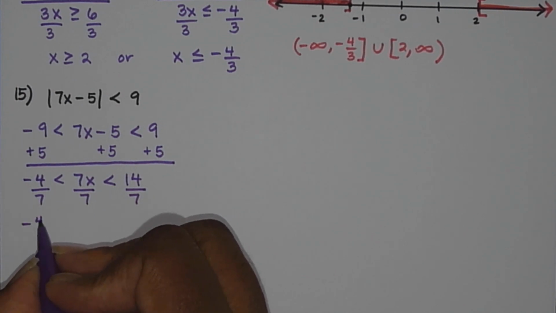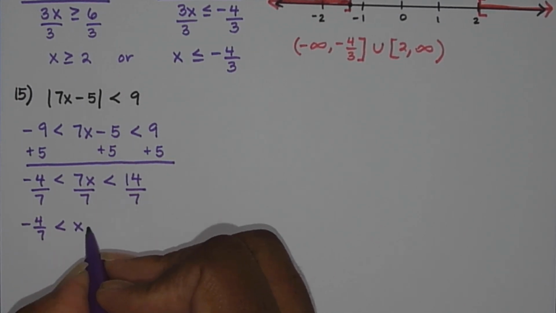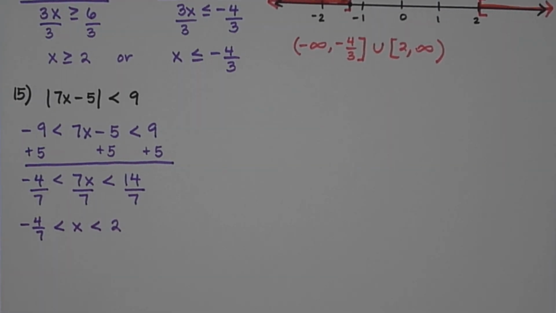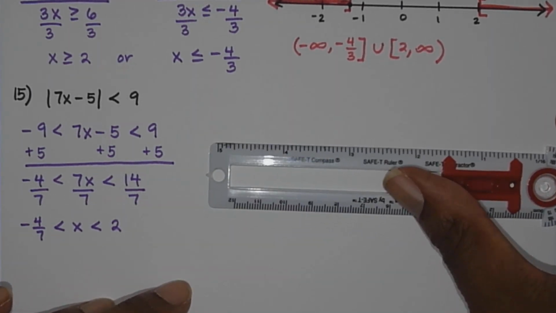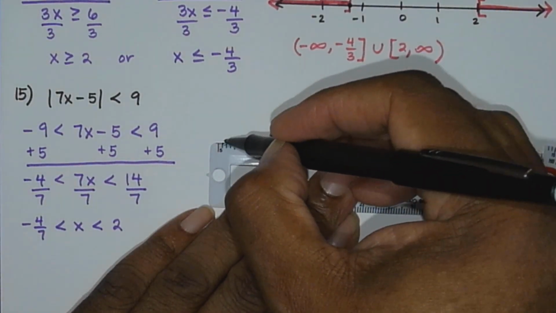So I'm going to leave this as negative 4/7. That's less than x, and less than 14 divided by 7 will be 2. So this is my solution set for this absolute value inequality: negative 4/7 is less than x and less than 2. So with an absolute value that's less than or less than or equal to, you have to write that as a compound inequality. Now here's the solution set on a number line.